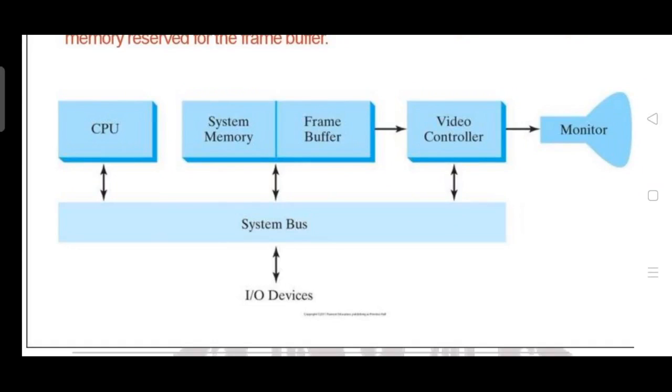So in computer graphics, we have one more thing. The additional component is the frame buffer. The frame buffer is a dedicated part of the system memory which stores the image related information. Please remember, the image related information is stored in terms of pixels.